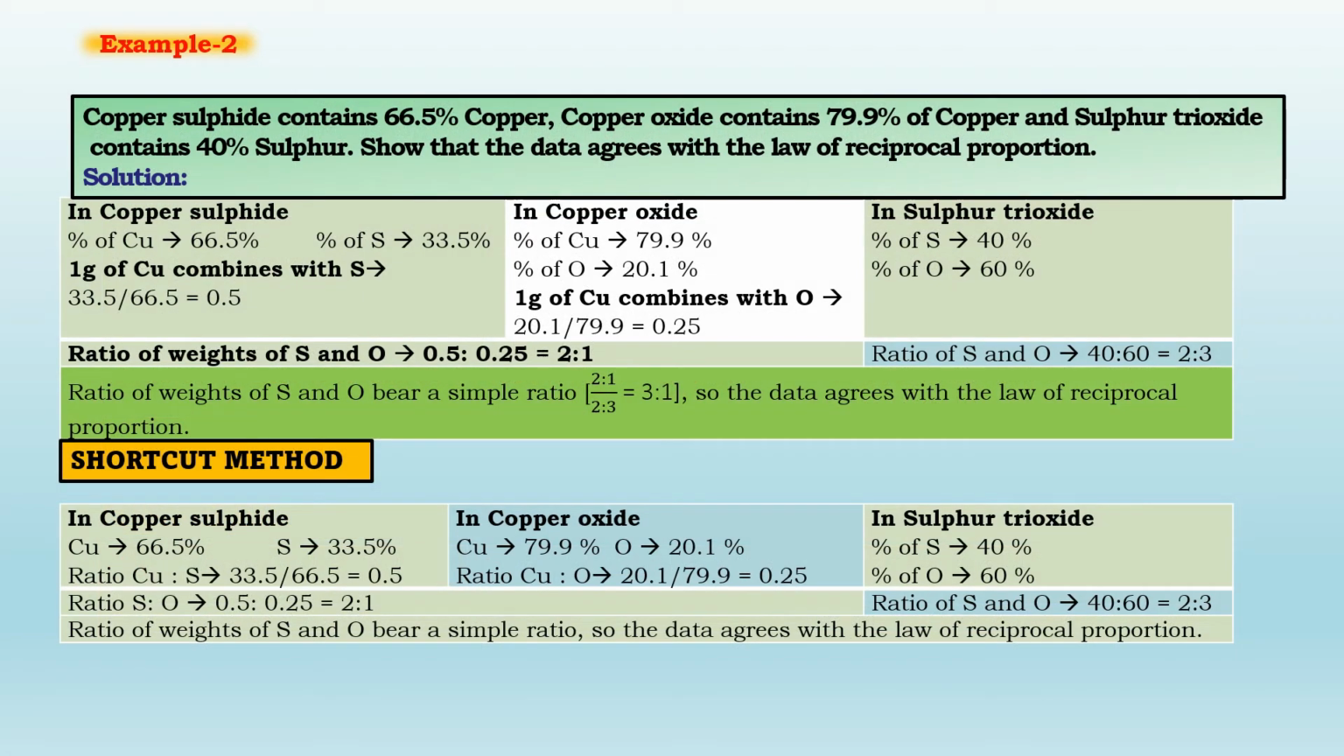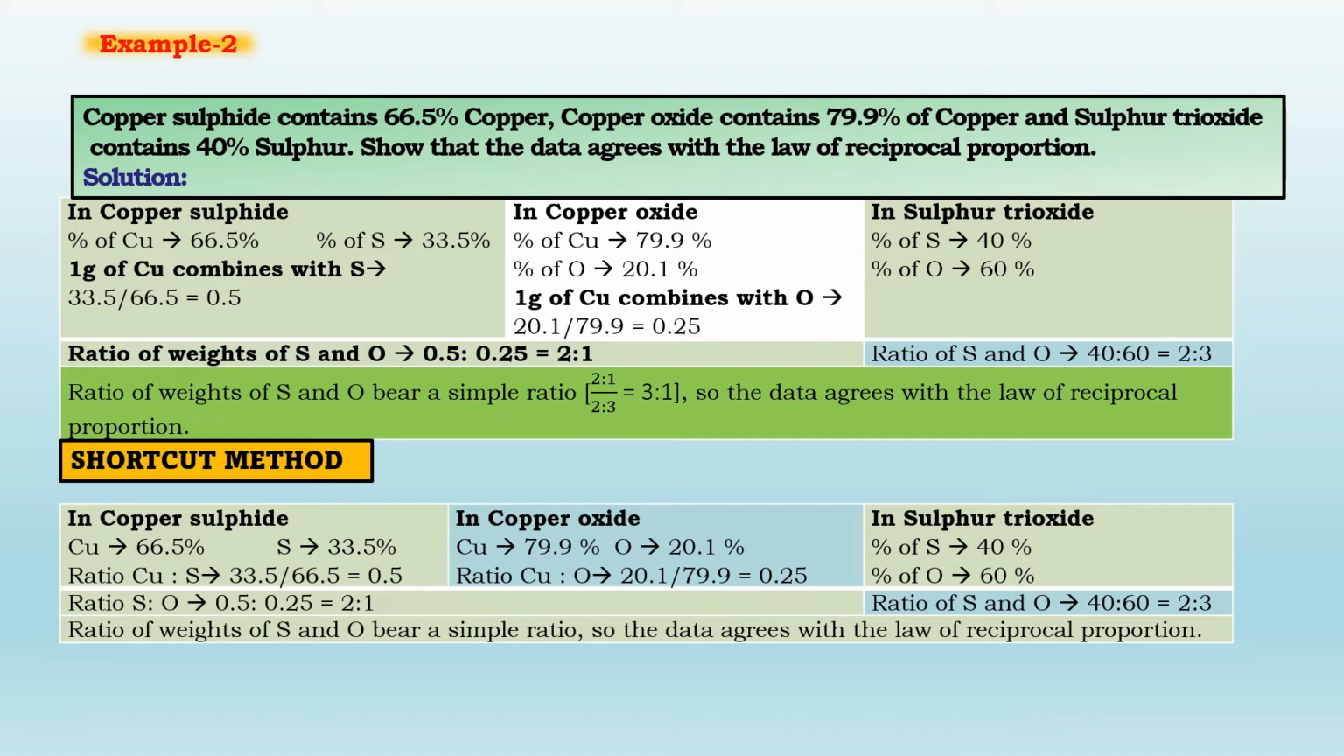Example 2. Copper sulfide contains 66.5% copper. Copper oxide contains 79.9% copper, and sulfur trioxide contains 40% sulfur. Show that the data agrees with the law of reciprocal proportion. Solution. In copper sulfide, percentage of copper is equal to 66.5 and percentage of sulfur is equal to 33.5%. So 1 gram of copper combines with sulfur 33.5 divided by 66.5, that is equal to 0.5.